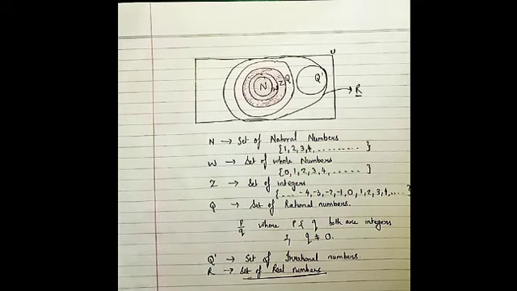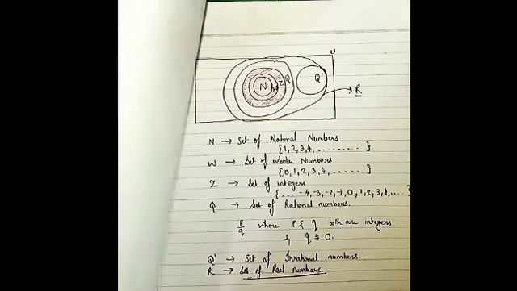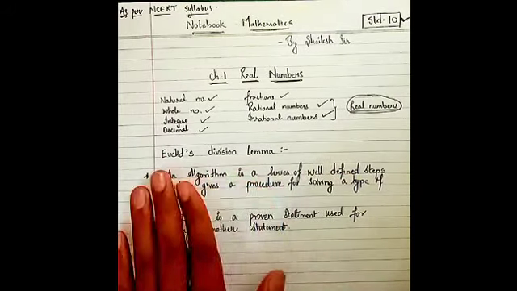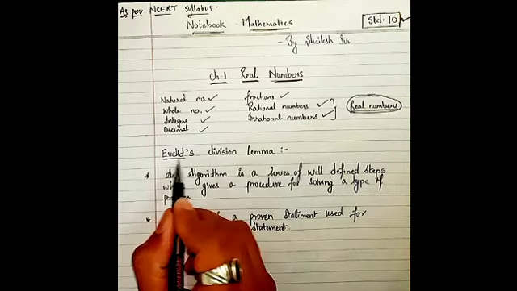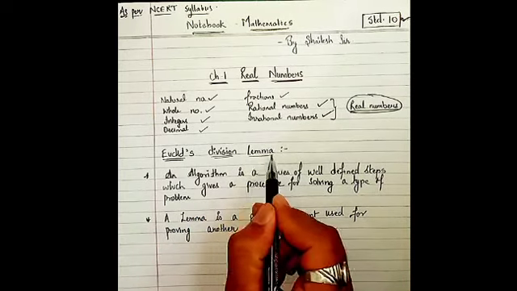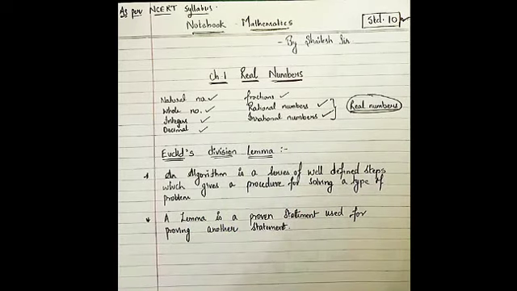So this was the concept of real numbers, and now we will move to our standard 10th first topic, that is Euclid's division lemma. Euclid's division lemma is our first important topic given in the NCERT syllabus. As the name suggests, Euclid's division lemma has to do with the divisibility of integers.